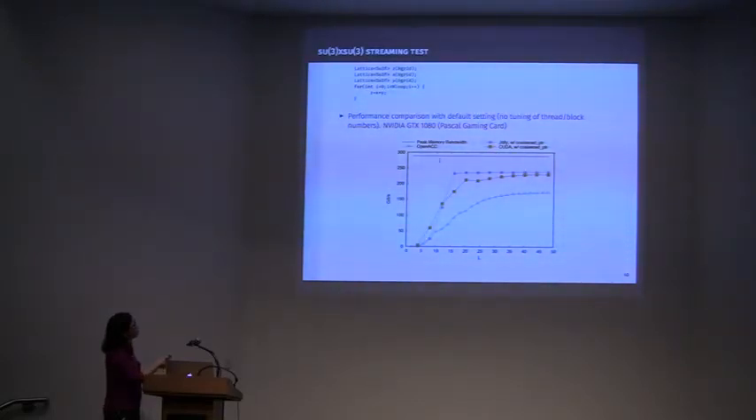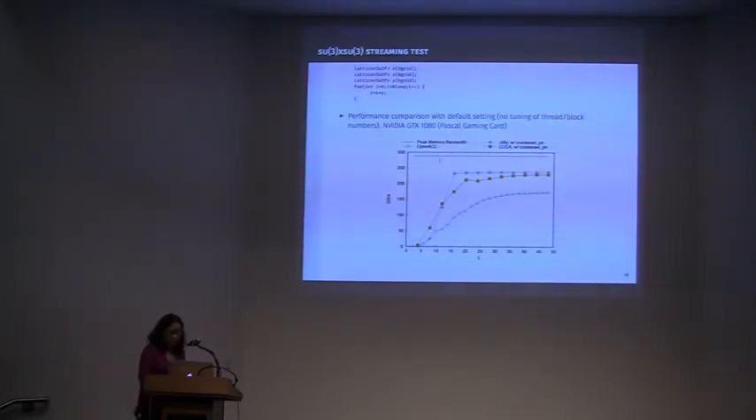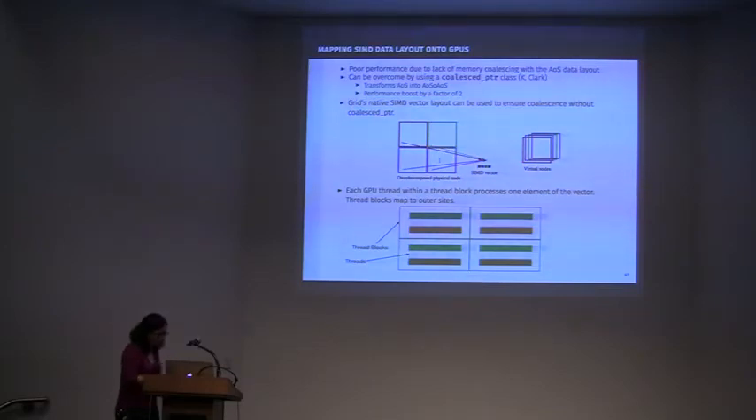This is a GTX 1080, and this is just a streaming test of A times B, similar to the stream triad streaming test. You can see for these other two models, we could get pretty good performance. The catch is that we had to use coalesce pointer to ensure data coalescing on the GPUs, and we couldn't do that with OpenACC because the code didn't work. So there were some challenges that we had.